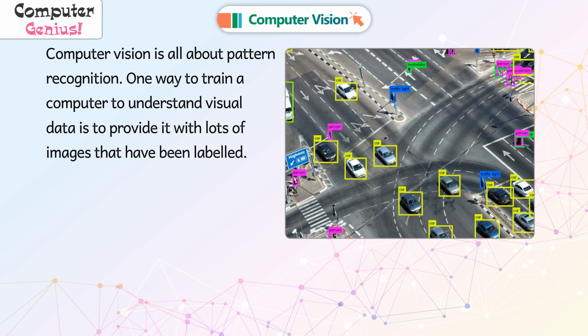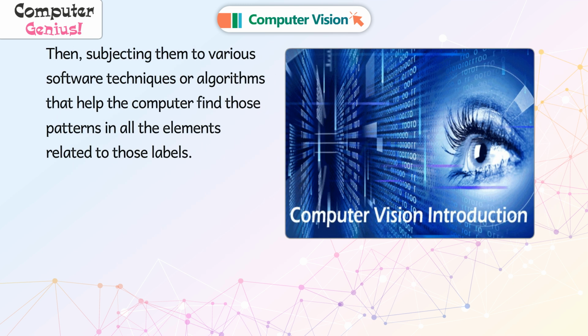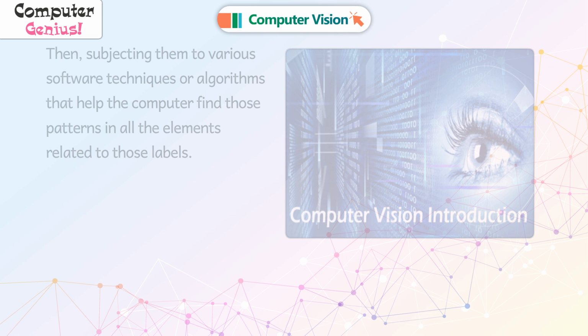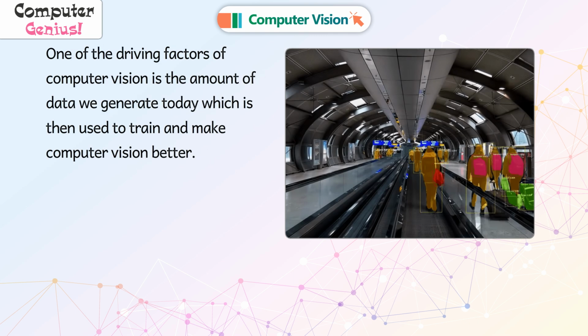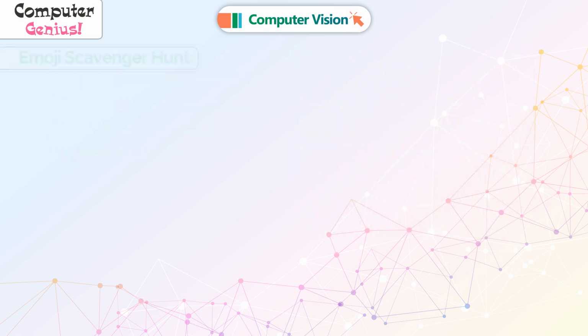Computer vision is all about pattern recognition. One way to train a computer to understand visual data is to provide it with lots of images that have been labeled, then subjecting them to various software techniques or algorithms that help the computer find those patterns in all the elements related to those labels. One of the driving factors of computer vision is the amount of data we generate today, which is then used to train and make computer vision better.